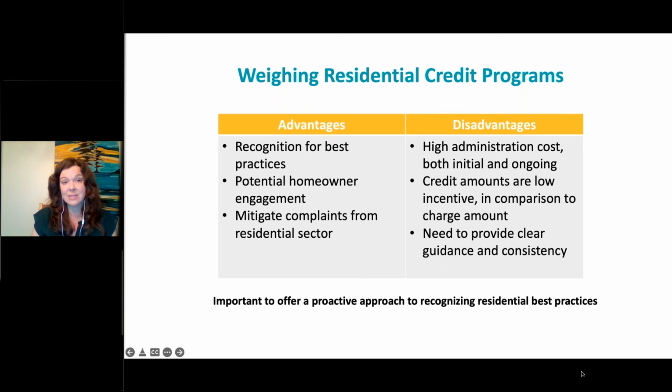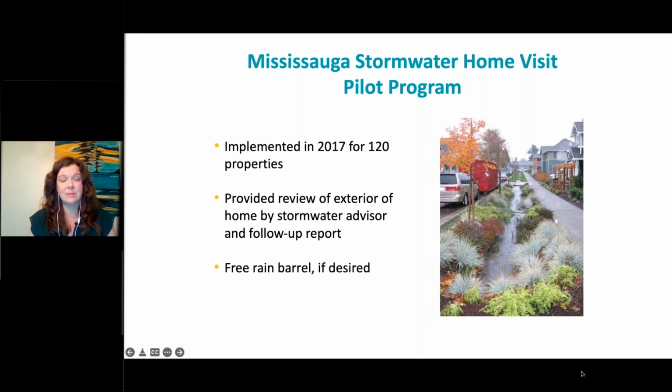What I will say is that while some residential credit programs have been implemented in Canada, even if not implemented, it is still important to offer a proactive approach to recognizing residential properties that have implemented best practices and have done good work. So next slide, please, and I'll show you what we did to encourage some of ours.